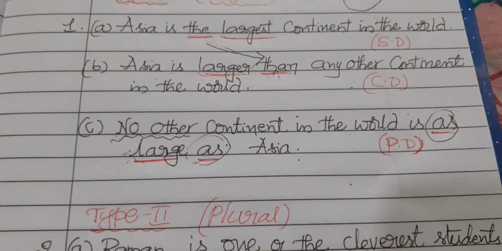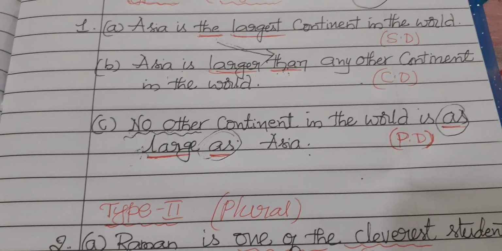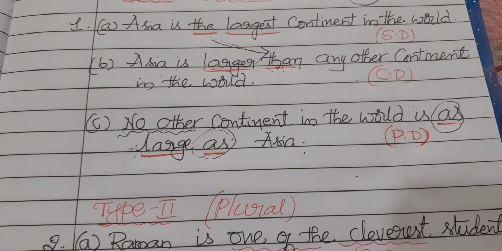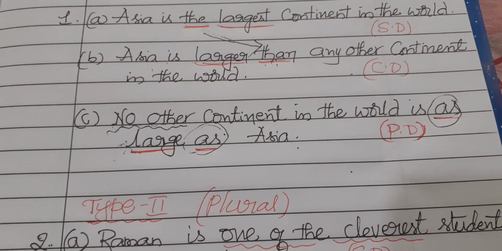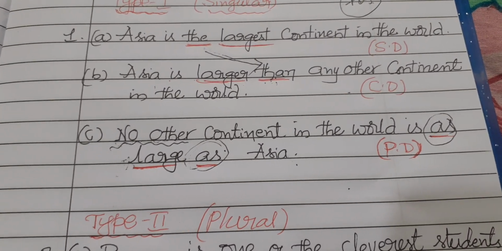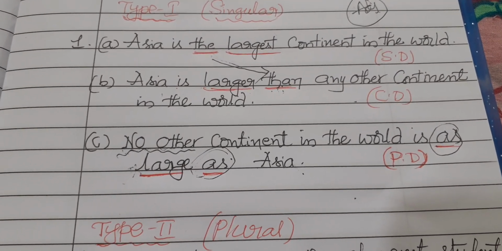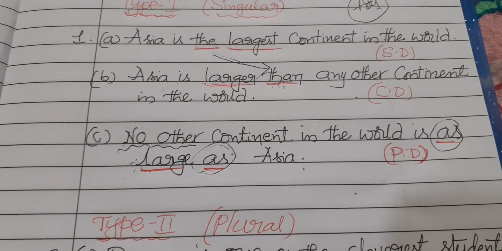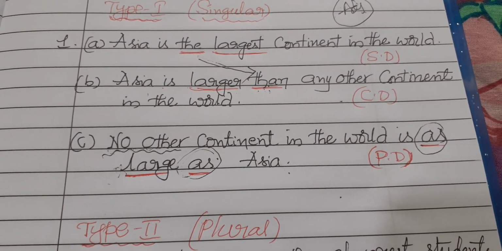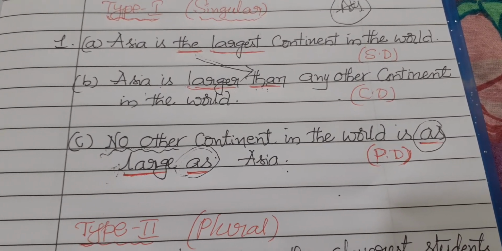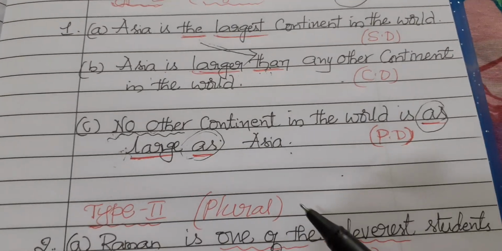Now take another example. Australia is the smallest continent in the world. Comparative: Australia is smaller than any other continent in the world. Positive: No other continent in the world is as small as Australia. Take another example. Shakespeare is the greatest dramatist in English literature. Comparative: Shakespeare is greater than any other dramatist in English literature. Positive: No other dramatist in English literature is as great as Shakespeare.